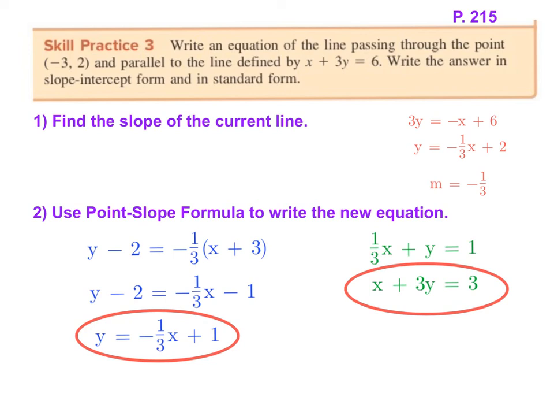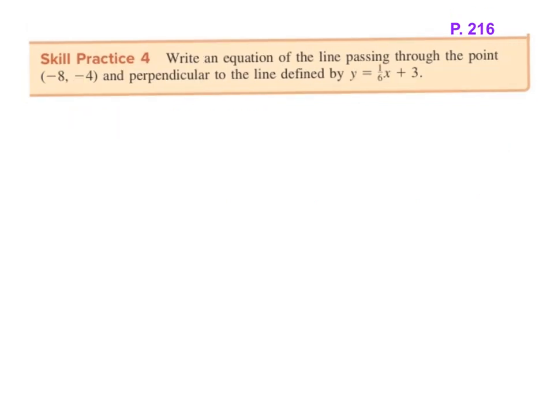The last thing I want to do is an example like this, where it says write an equation for the line that is perpendicular. So it's the same idea, right? Instead of, however, using the same slope, I'm going to use the opposite reciprocal slope and then use the point slope formula the way we did before. So first, we have to find the slope of the current line. Fortunately, this one is already in slope-intercept form, so that slope is 1/6. We can just pick it off.